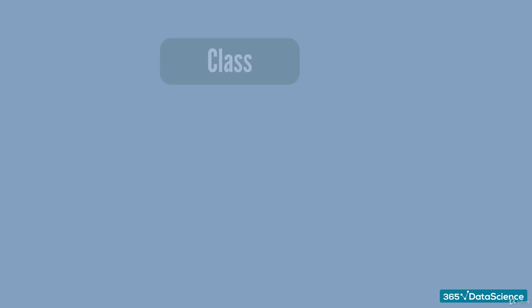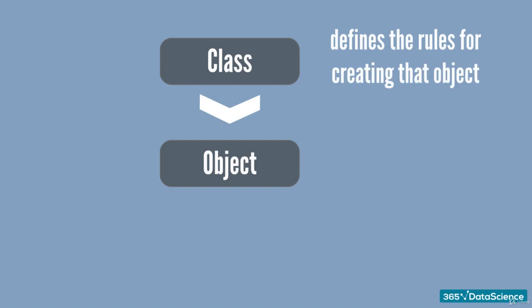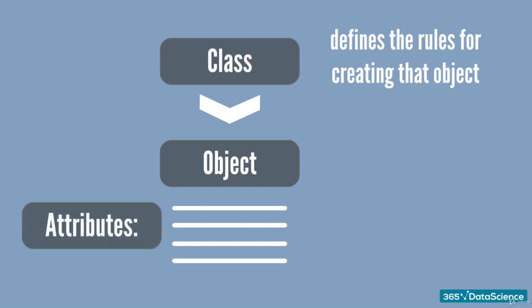Okay, excellent. The next thing we'll do is introduce the concepts of classes, attributes, and methods. Each object belongs to some class, defining the rules for creating that object, and we can attach a certain number of attributes to it. Let's use a metaphoric example that will make things much clearer.